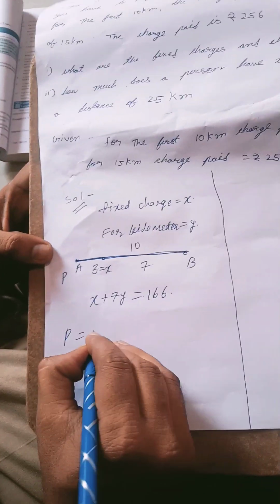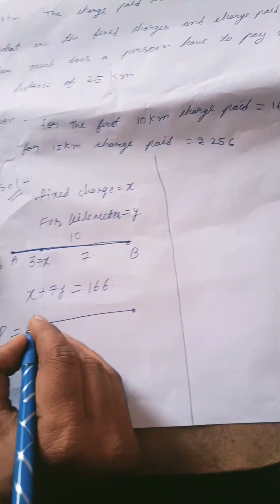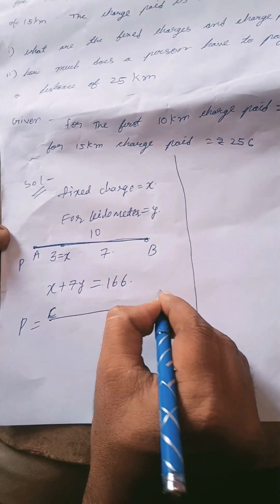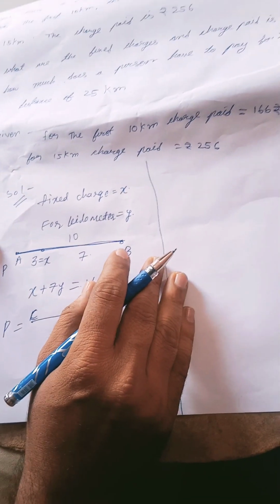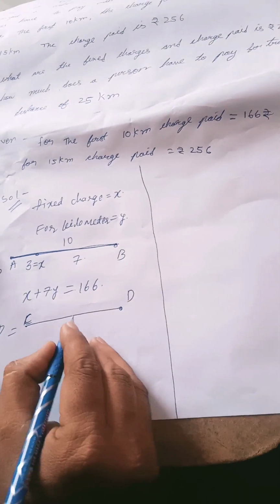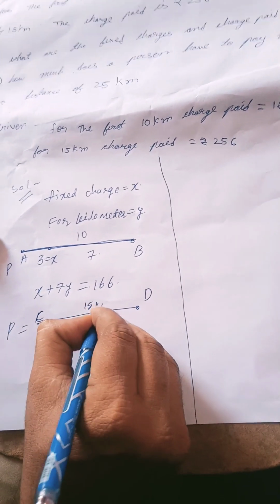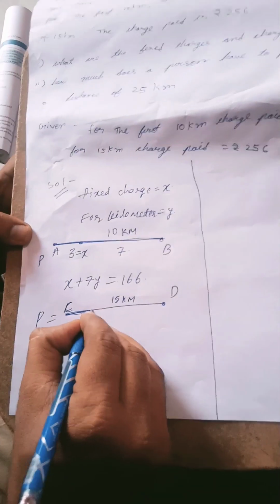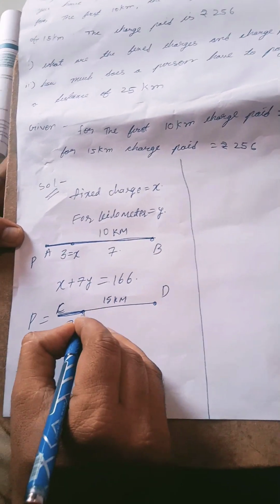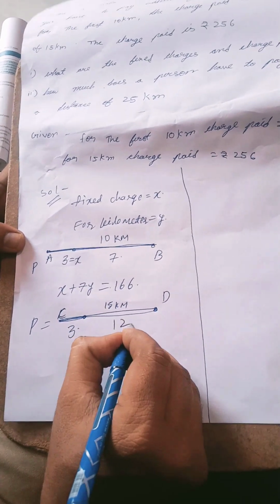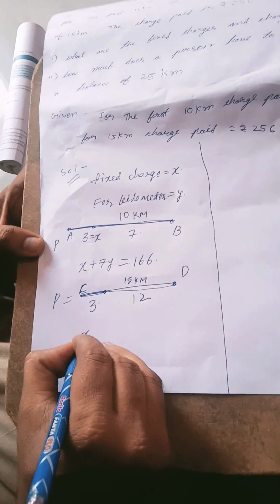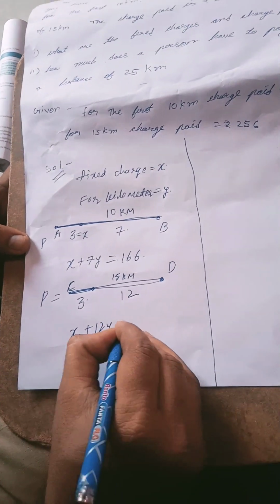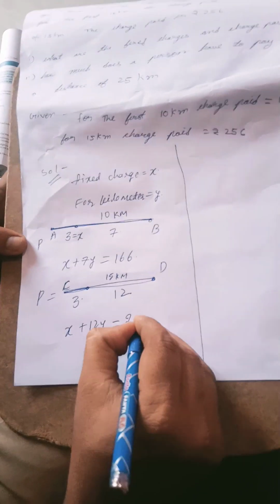Now the person traveled from C to D. How many kilometers is there? 15 kilometers, compared to 10 kilometers. The fixed charge is for 3 kilometers. The remaining charge is for 12 kilometers. This one is X plus 12Y is equal to 256.